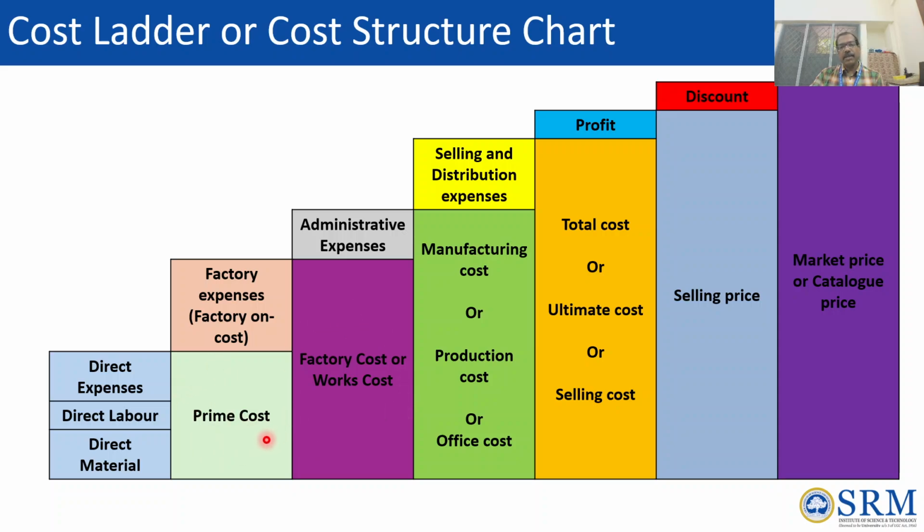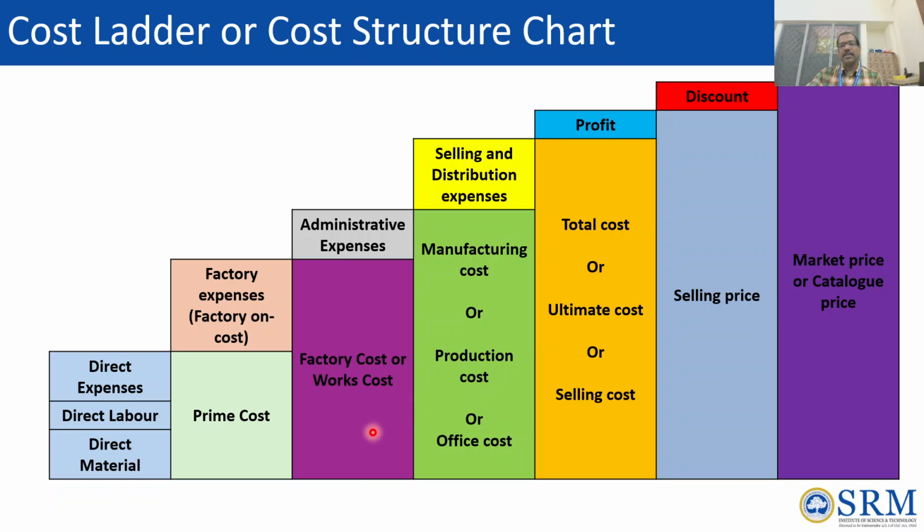So what is meant by prime cost? It's a direct cost. Prime cost is mostly direct cost: direct expenses, direct labor, direct material. So this is what the cost ladder or cost structure looks like, right to left. But if you go from left to right, with the same direct cost, if you're adding the indirect expenses, we get the factory cost.